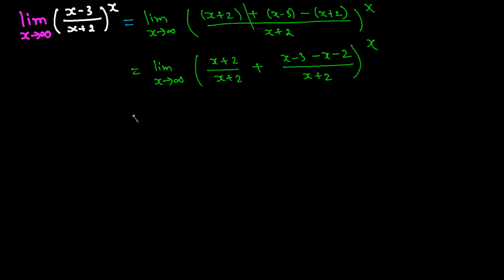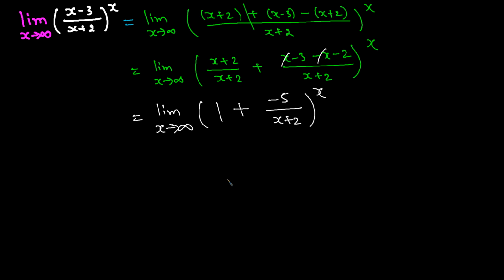So let's do that. I have the limit as x approaches infinity of 1 plus, and these two will cancel each other, so I get negative 5 over x plus 2, raised to the power x. The limit of this function using the formula is e raised to the power of the limit as x approaches infinity of f(x), which is negative 5 over x plus 2, times 1 over g(x), which is just x, so it will be in the numerator.